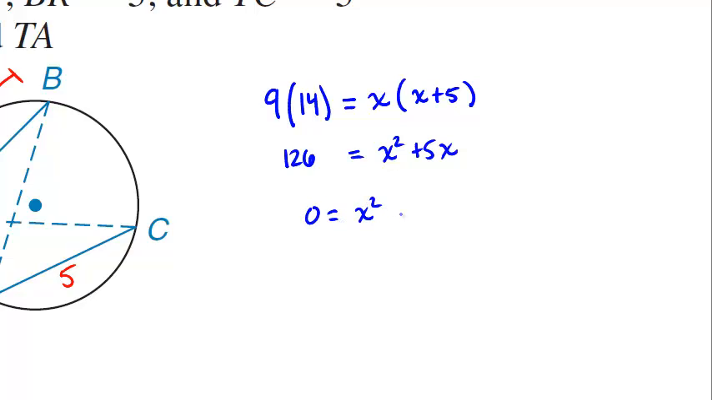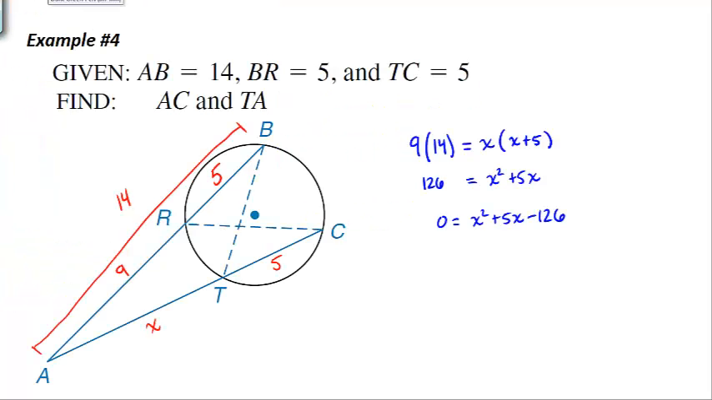Subtract the 126 off. And we're looking for two numbers that multiply to negative 126 but add up to 5. So we need a positive and a negative. So how about, let's see, the numbers we started with, 9 and 14. We'd want the 14 to be positive, so this will factor to be x plus 14 times x minus 9. We would get two solutions, x equals negative 14 and x equals 9.